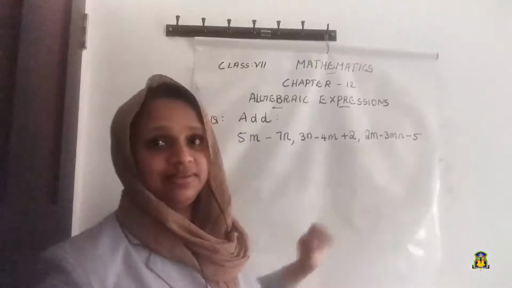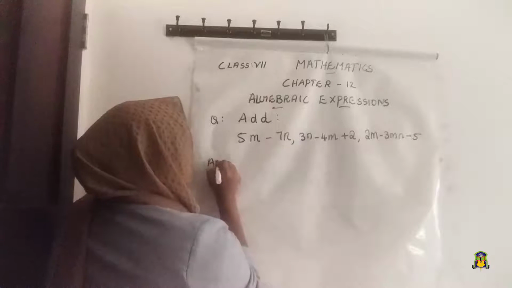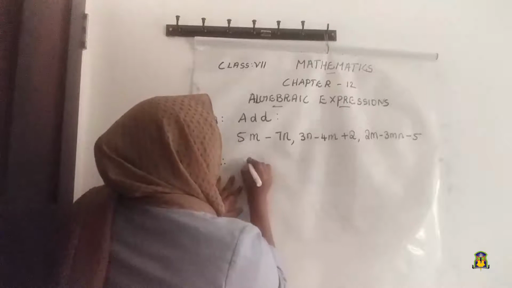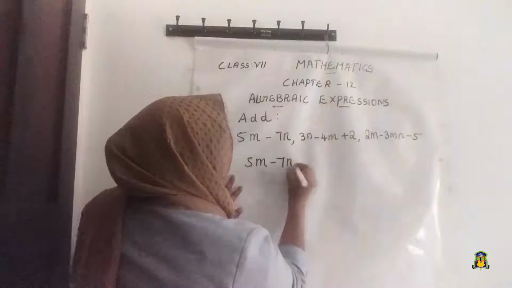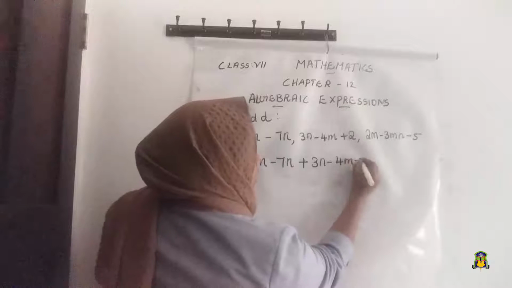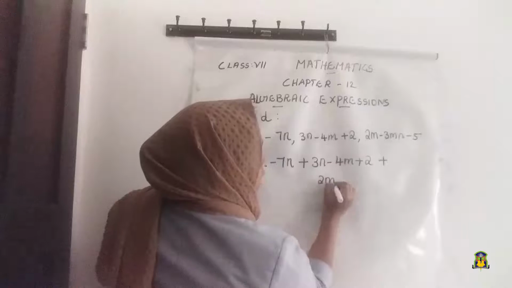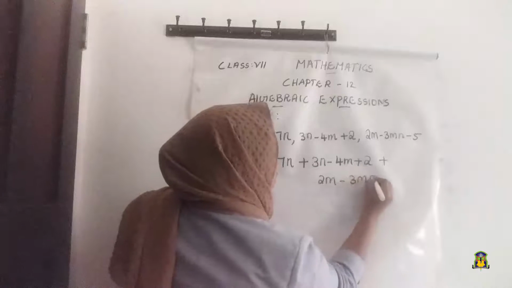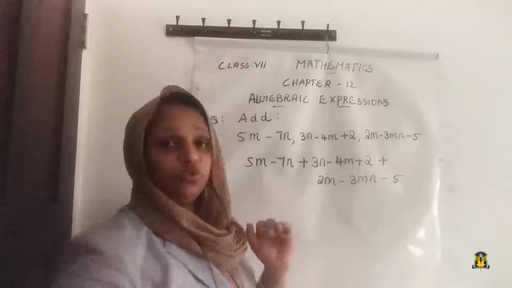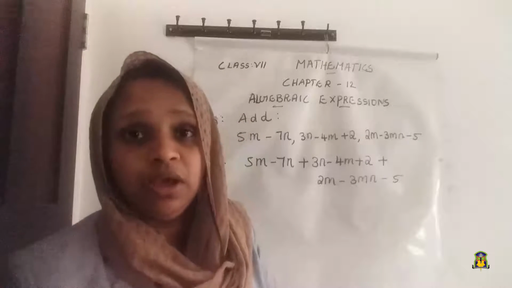So we want to add these. How to add this? We can connect the three expressions using the addition symbol. So that means 5m minus 7n plus 3n minus 4m plus 2, plus the next expression 2m minus 3mn minus 5. Got it? Next, what's our next step? Yes, we want to club the like terms.